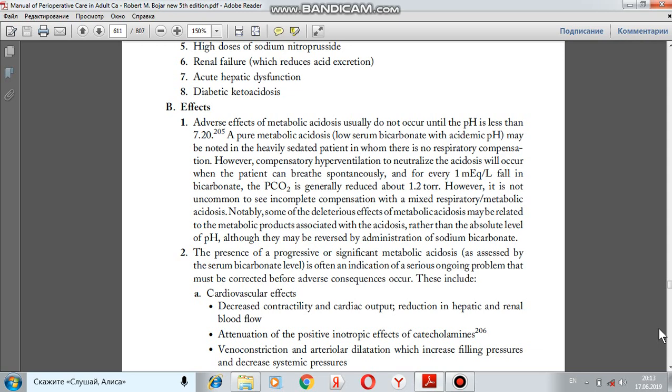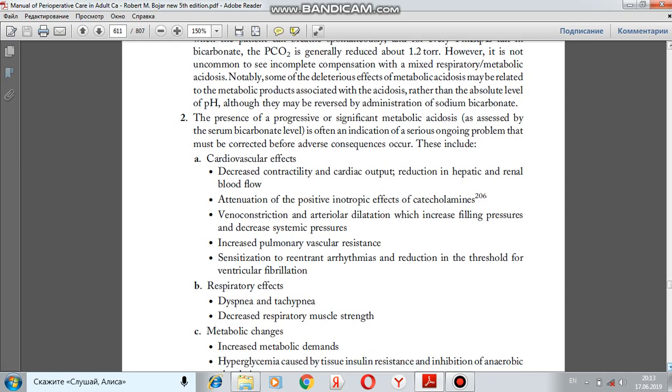Notably, some of the deleterious effects of metabolic acidosis may be related to the metabolic products associated with the acidosis rather than the absolute level of pH. Also, they may be reversed by administration of sodium bicarbonate. The presence of a progressive or significant metabolic acidosis, as assessed by the serum bicarbonate level, is often an indication of a serious ongoing problem that must be corrected before adverse consequences occur.